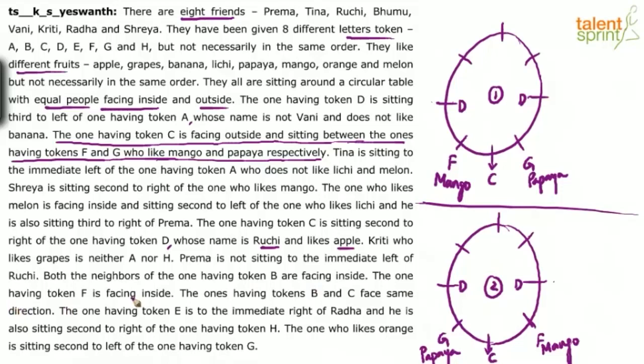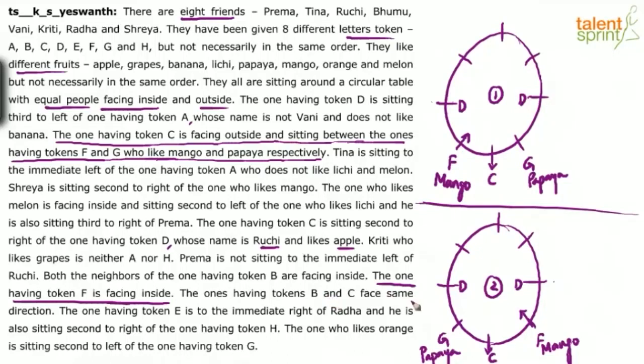The one having token F is facing inside. This is important. This is useful. So F is facing inside. Remember this. So anything with respect to F, left or right now can be determined, right? Because the one who has token F is facing inside, right?